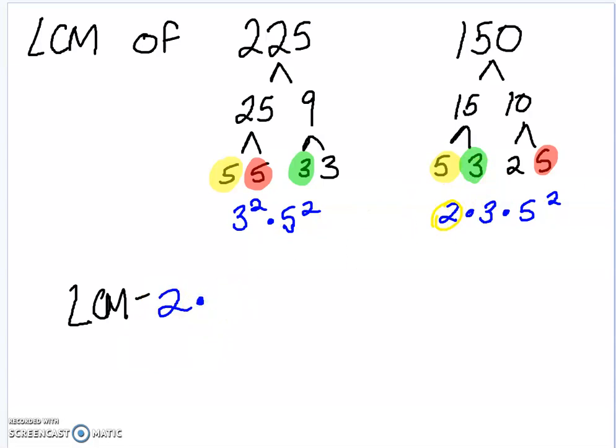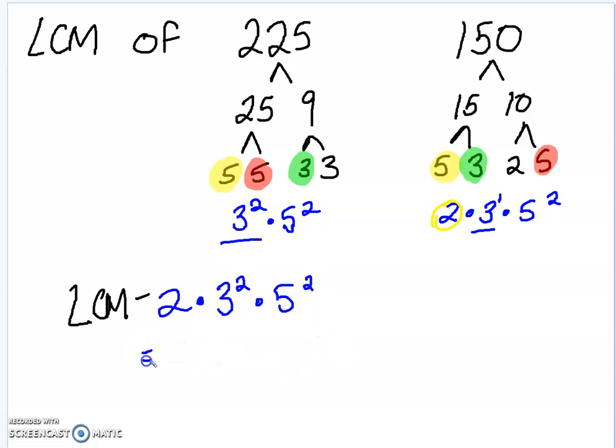And then next up, we're going to look at the 3. So there's a 3 here, which is just 3 to the 1. And there's a 3 to the power of 2. So 3 to the power of 2 is the highest value. And then we have 5 squared and 5 squared. So the highest power of 5 is 5 squared.